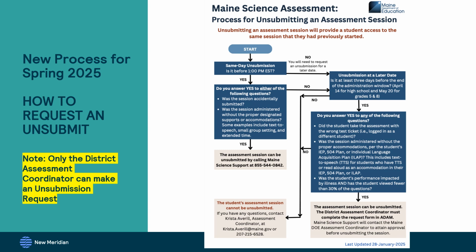In order for unsubmission at a later date to be approved, the date of reopening the test must be before the end of the administration window, and the reason for the unsubmission must meet the criteria. These include that a student logged in as a different student, that the proper accommodations were not provided when the test was started but will be provided upon test reopening, or that the student was impacted by illness and that student has viewed fewer than 30% of the questions. This information is available in more detail at the Maine Science Support Desk.